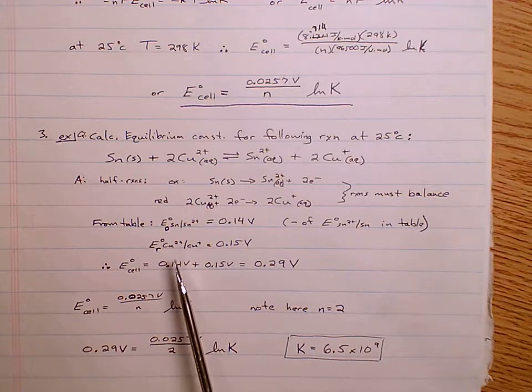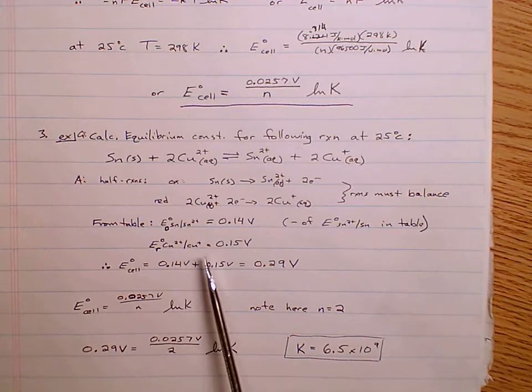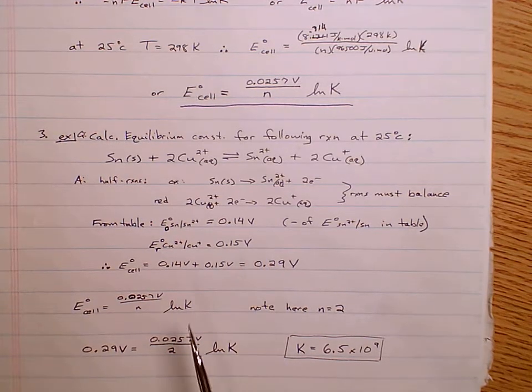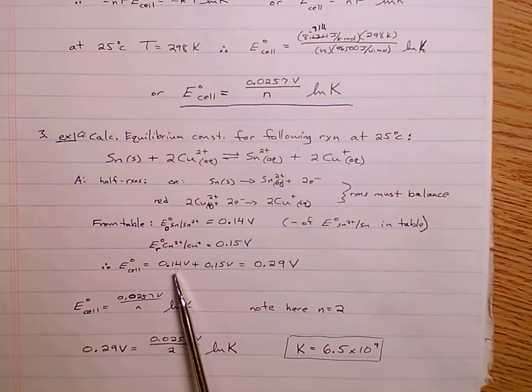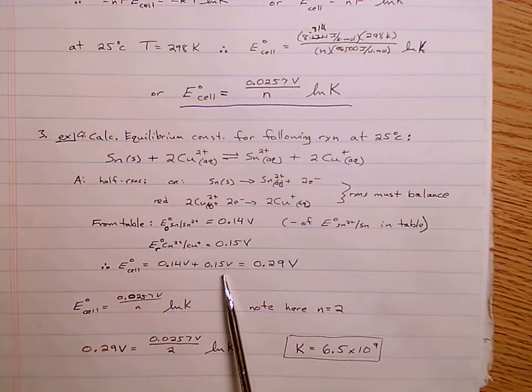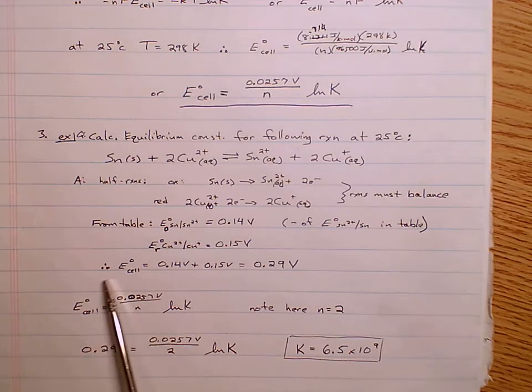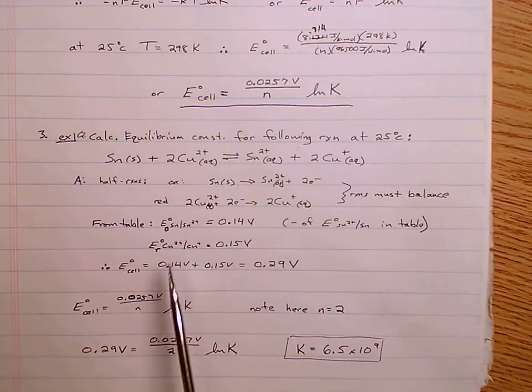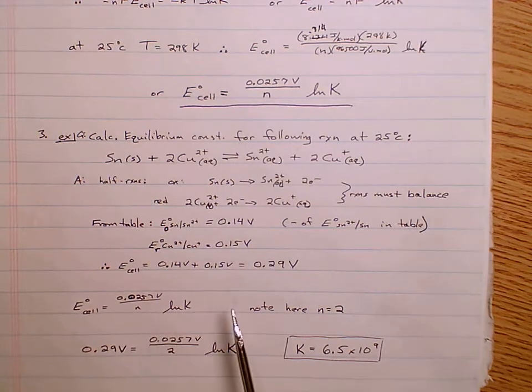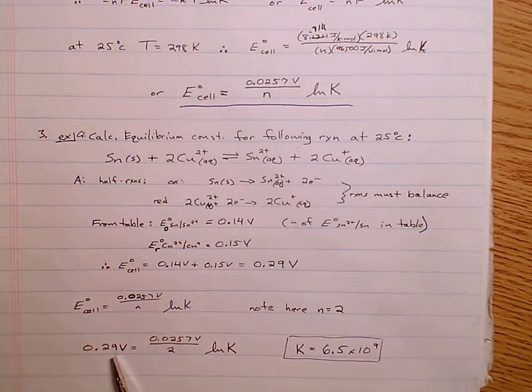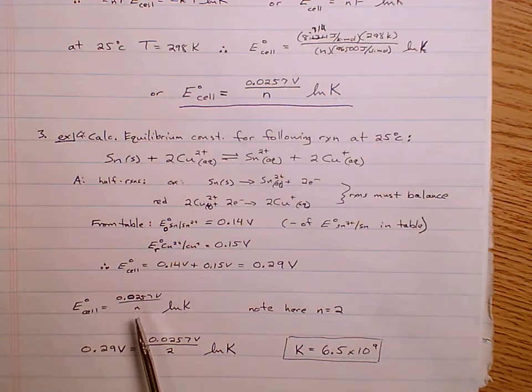We find on the table from copper 2+ to copper 1+, 0.15 volts. We know E naught cell is the oxidation potential plus the reduction potential, and that is 0.29 volts. So here's our equation that we had up here, no problems. Just plug in our 0.29 volts into here.